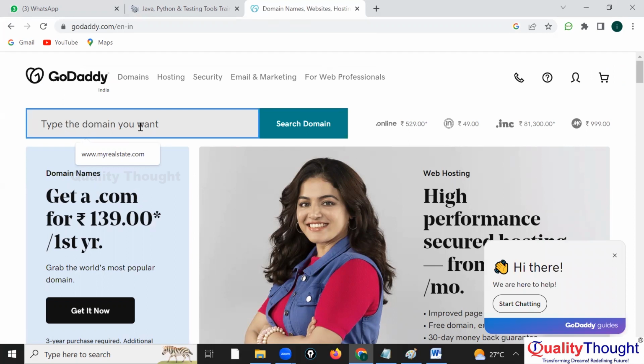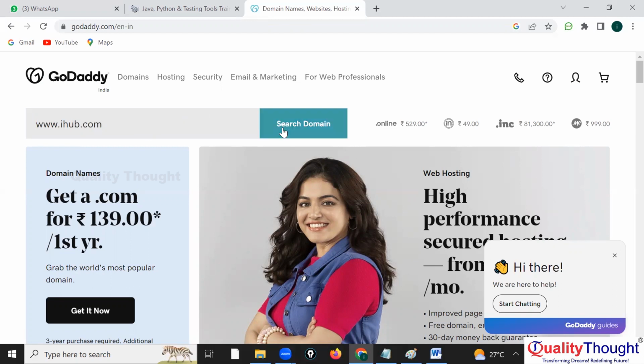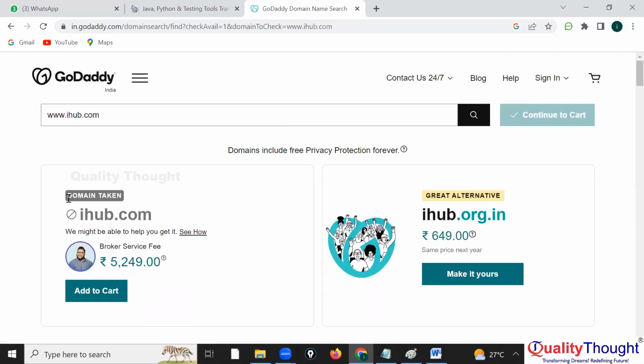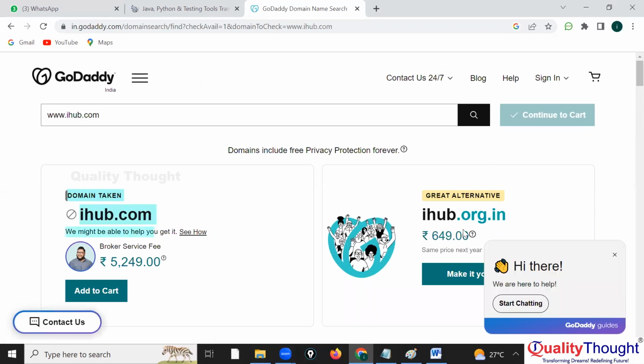For that website, I need one domain name. Assume that my name is iHub. I want to check www.ihub.com. So I am asking GoDaddy, can you tell me whether this domain is available or not? So you need to search. It will search here. It is telling that the domain is taken. It is telling you can use this one. This is available.